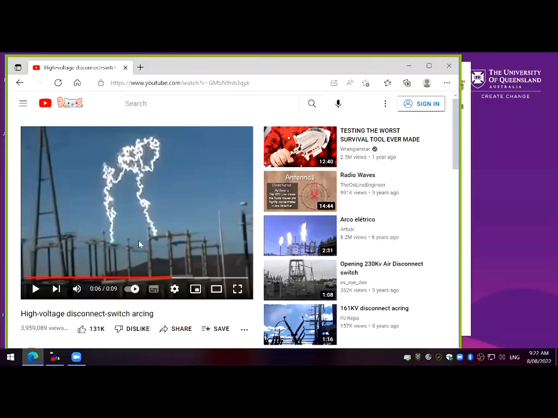So how does voltage develop? That's what we are going to start on in the fault studies.